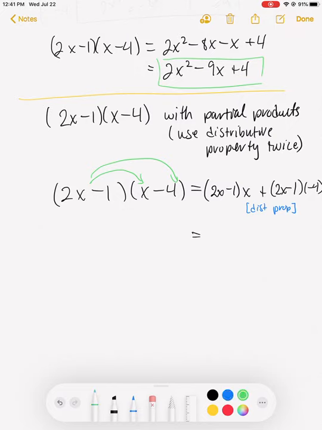What I'm going to do next is I'm going to back distribute the x here to the 2x minus 1 and the minus 4 to the 2x minus 1. Okay. So that's the second time I'll use the distributive property. So I'll label it distributive property, 1. And what we get is 2x times x minus 1 times x plus, we ran out of room, so let's go down here, plus 2x times negative 4, minus 1 times negative 4. Okay? And that's when I use the distributive property the second time.